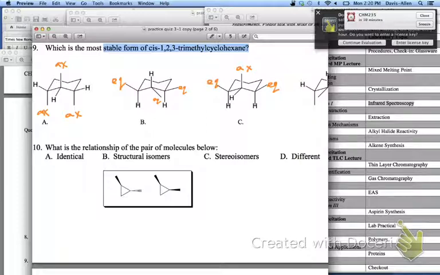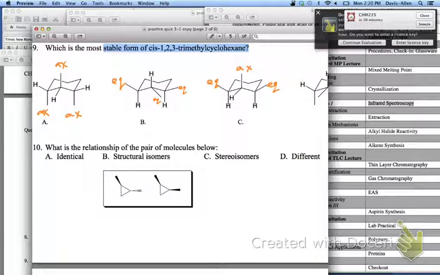Equatorial, axial. Whoops. Oh, man. So let's just evaluate those three. I'll change the sizing in a second. So based on that, what would we say our answer is? A is all axial. We want the most stable. Our most stable is equatorial. Axial is the least stable position. Okay. So based on that, we might say B.